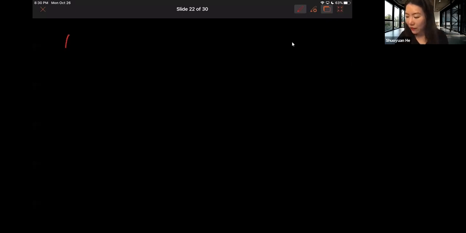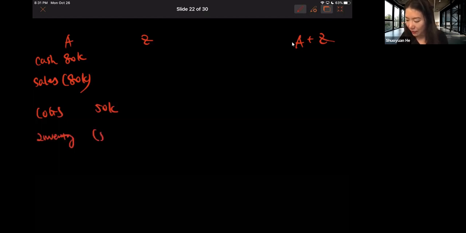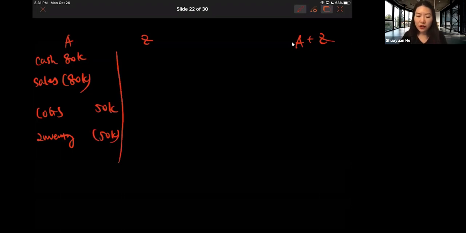So again, we have Arlington, we have Zirkin, and we have Arlington plus Zirkin. The same as before, Arlington made an 80,000 inventory sale to Zirkin. So cash increased by 80,000, sales increased by 80,000, and cost of goods sold increased by 50,000. Inventory decreased by 50,000. That is what Arlington recorded on its books. Zirkin bought the inventory for 80,000.